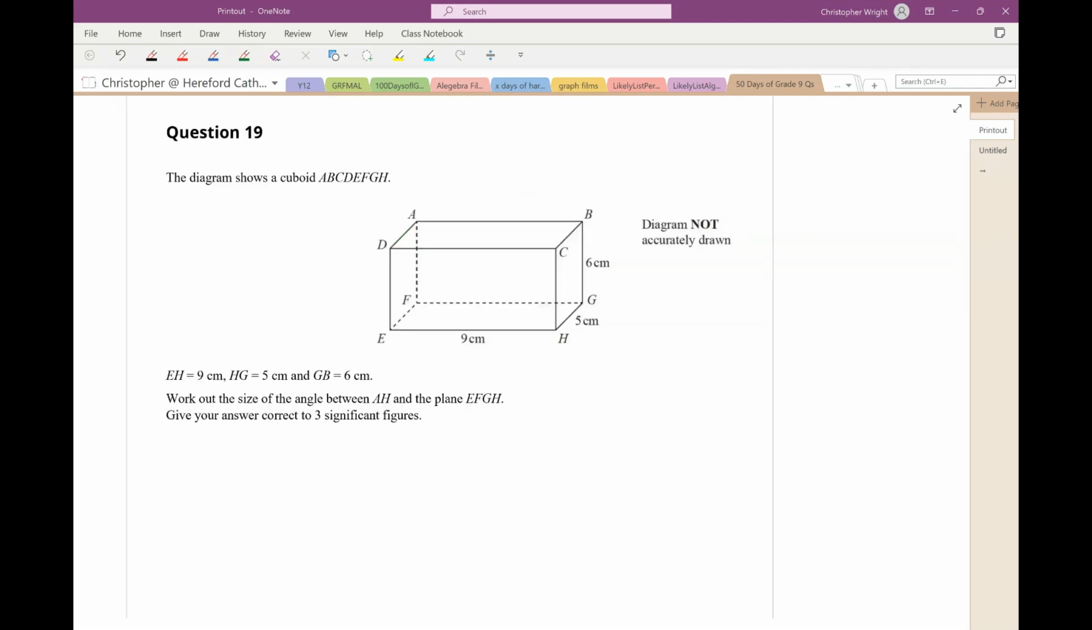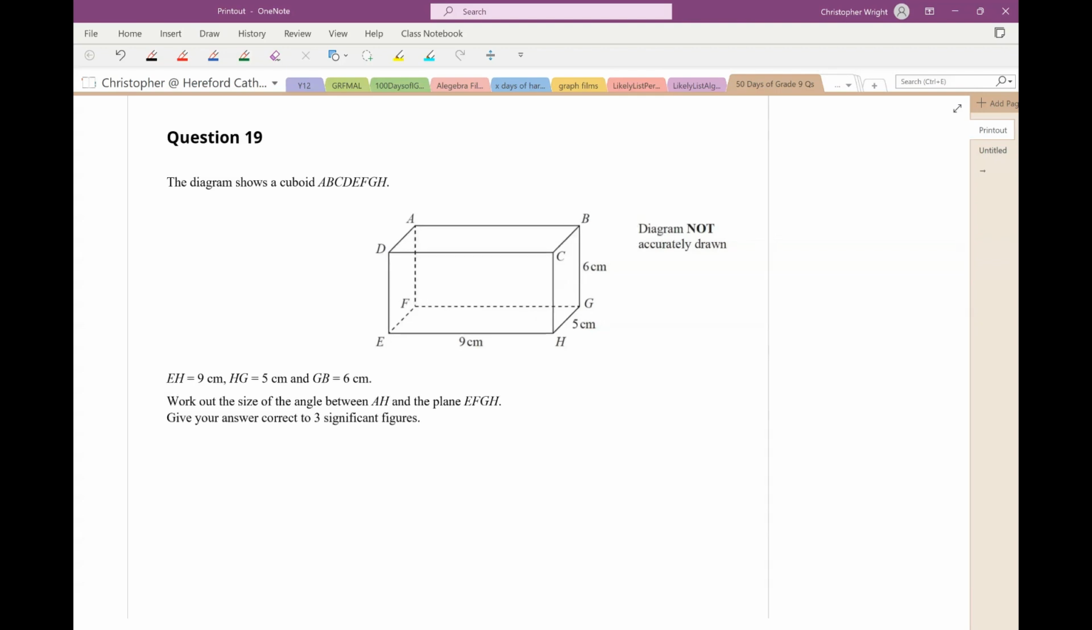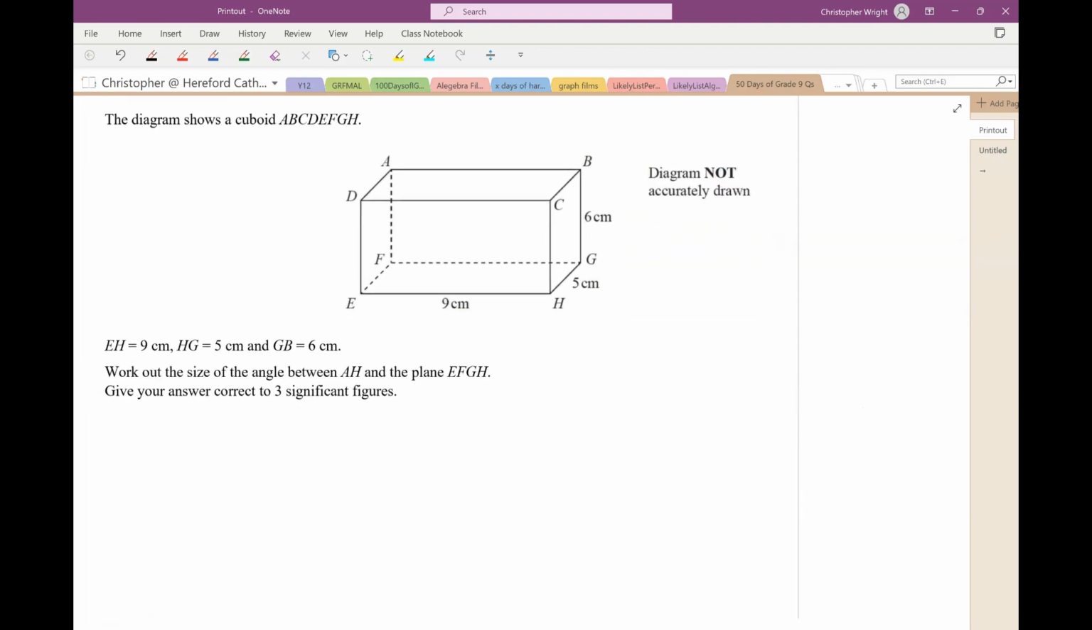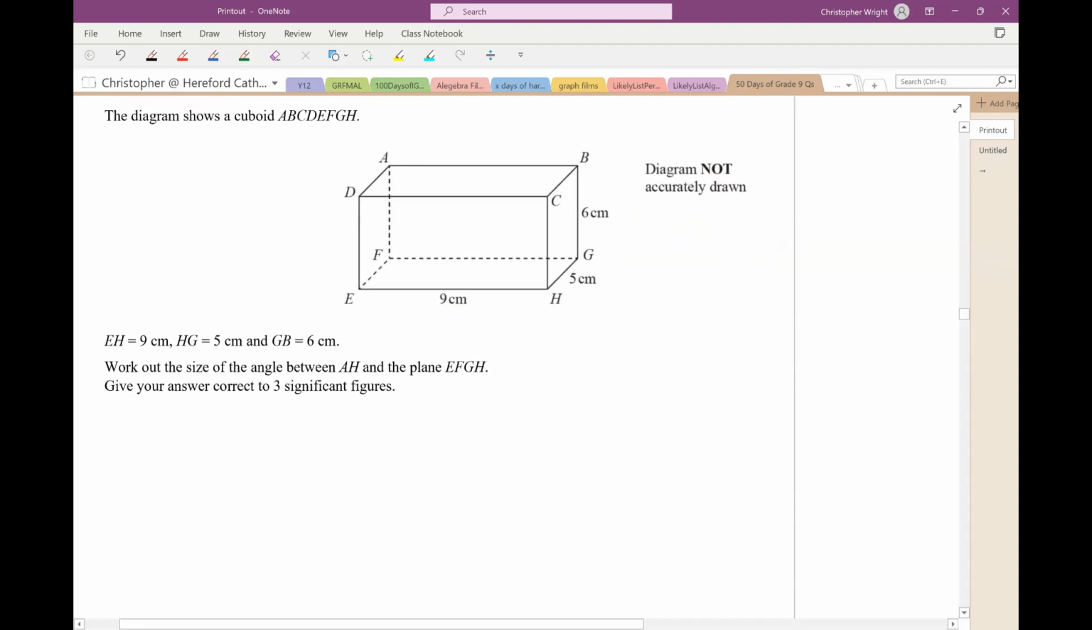Question 19. This looks like 3D trig to me. Let's have a look. The diagram shows a cuboid. Yes, it does. EH is 9. Yes, that's marked, and that's marked. Work out the size of the angle between AH.